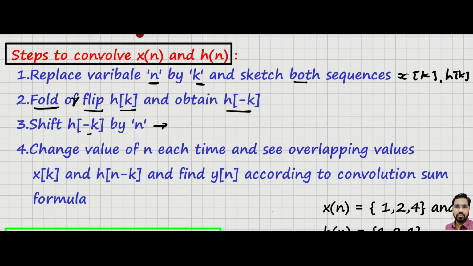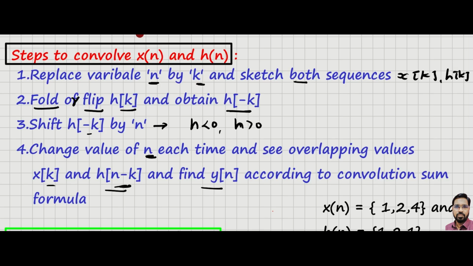Then shift h of minus k by n. Now here is the twist, which needs an explanation. What happens when n is less than 0, and what happens when n is greater than 0? I will tell you where the second sequence shifts exactly. Next step, change the value of n each time and see the overlapping values of x of k and h of n minus k, and find output y of n according to the convolution sum formula. As we go for n equal to 0 onwards, each time h of n minus k will shift to the right side.